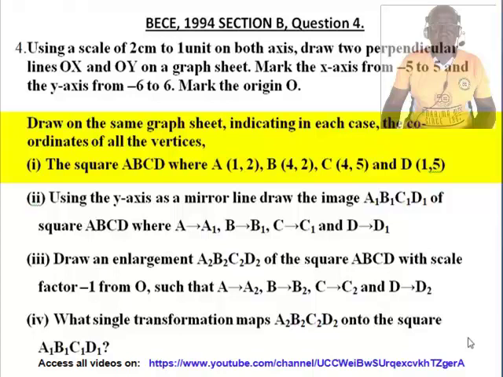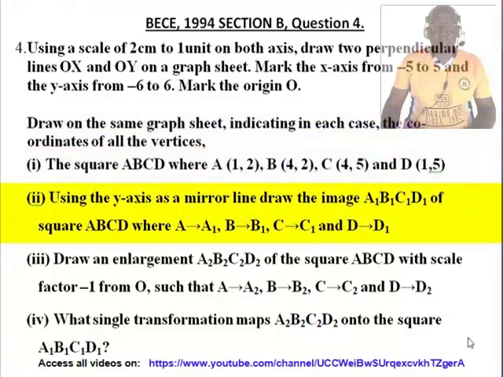I. The square ABCD, where A has coordinates (1, 2), B has coordinates (4, 2), C has coordinates (4, 5), and D has coordinates (1, 5). II. Using the y-axis as a mirror line, draw the image A1, B1, C1, D1 of square ABCD, where A maps into A1, B maps into B1, C maps into C1, and D maps into D1.